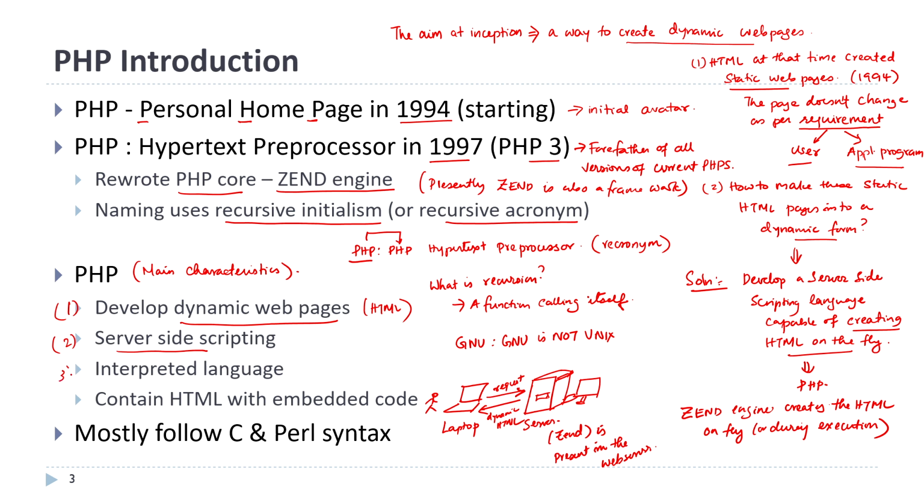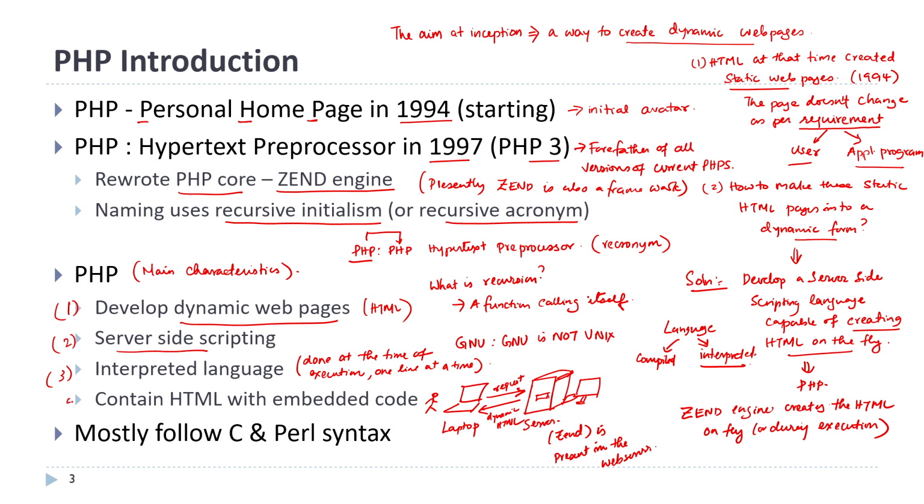Now, the third one is that it is an interpreted language. There are two types of languages, you may remember this from your earlier studies. One is compiled and another is interpreted. PHP is an interpreted language. Interpreted means it is interpreted one line at a time, at the time of execution. There is absolutely no compilation going on.